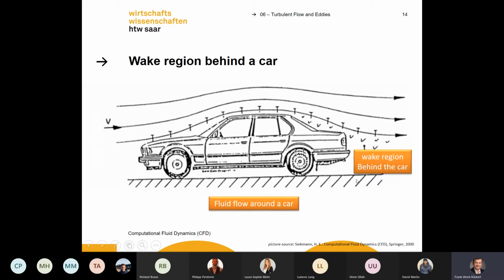Or for example, you have a car. Yeah, this is a picture of a BMW. You have your velocities. They're more or less laminar over the car. You have your pressure field, you have your laminar fluid flow, but after the car, you get a wake region. And in this wake region, you get your swirls.